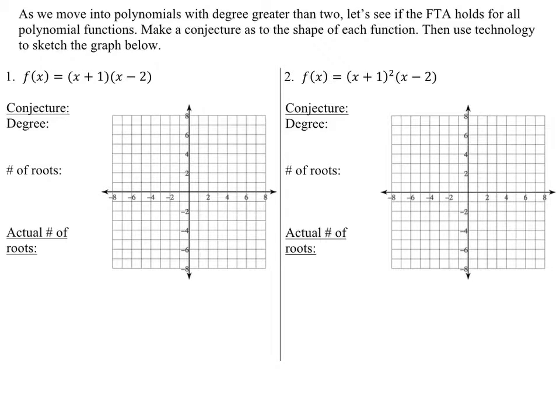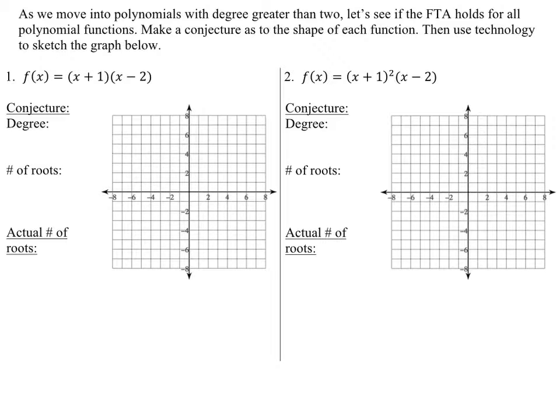So what we want to do is, once we look at polynomials with degree greater than 2, we want to see if this fundamental theorem of algebra is going to work for all polynomial functions. To start with, we are going to make a conjecture or an educated guess as to the shape of each function. And then it says use technology to sketch the graph below. So our fundamental theorem of algebra is relating the degree with the number of roots. So I'm going to start by identifying the degree.